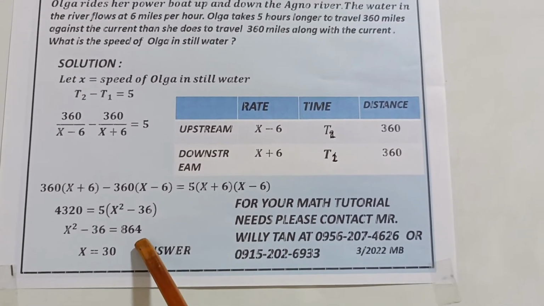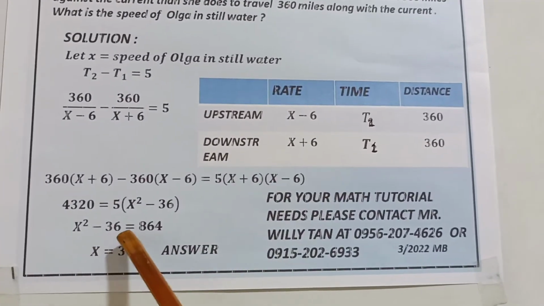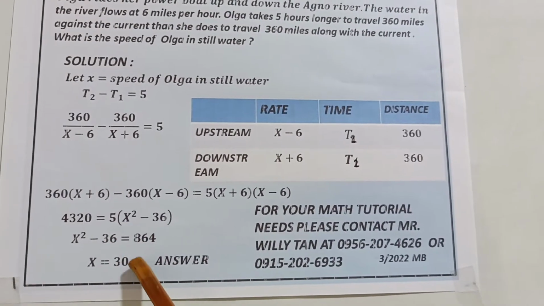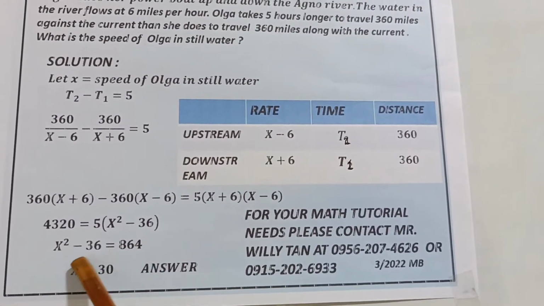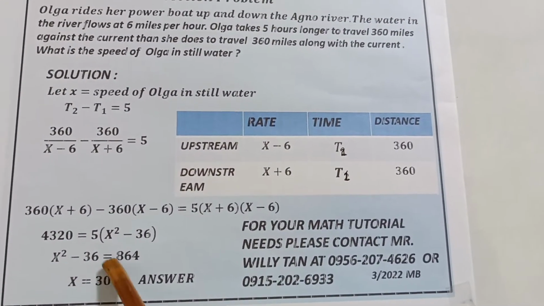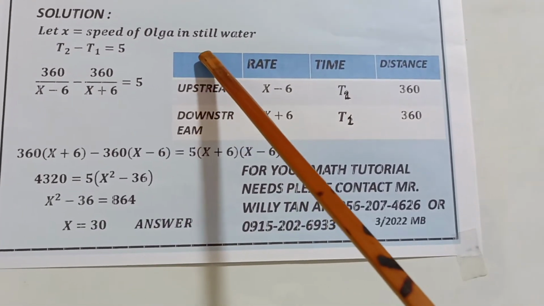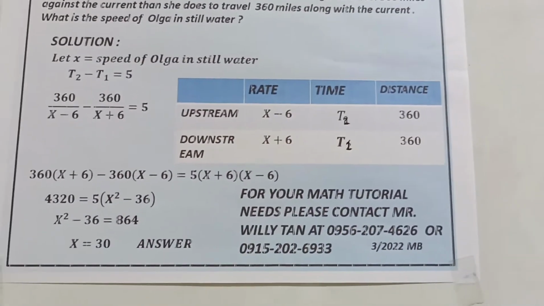Solving for x, x squared is equal to 864 plus 36, which is equal to 900. Getting the square root of 900, we get x is equal to 30. That is the speed of Olga in still water.